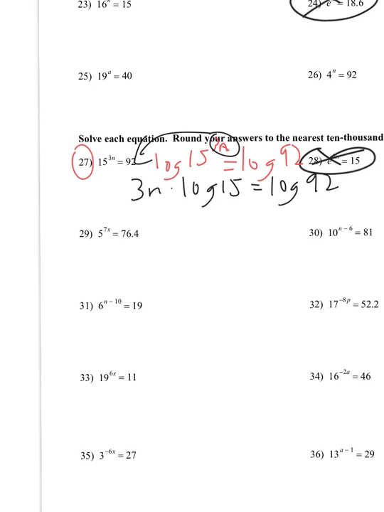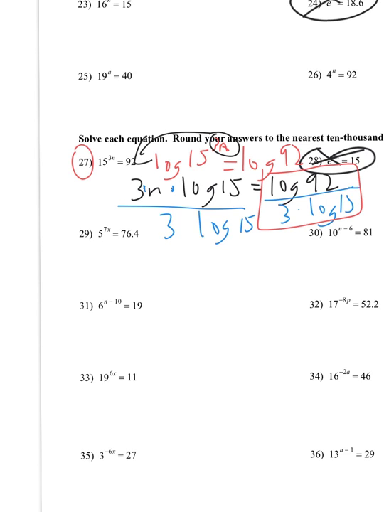Now, we're going to divide. We're trying to get n alone. So on this side, I have 3 times n times the log of 15. So I can divide by that 3n log 15 in the same step here. So 3 times log 15. Okay, now what I would suggest doing when we look at this side over here, let's find out what 3 log of 15 is.